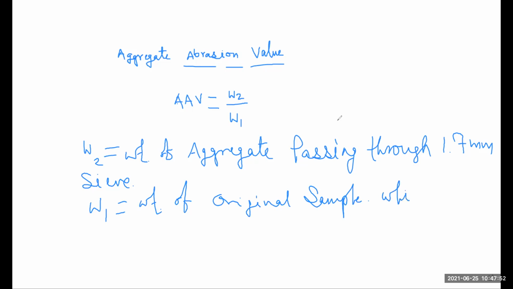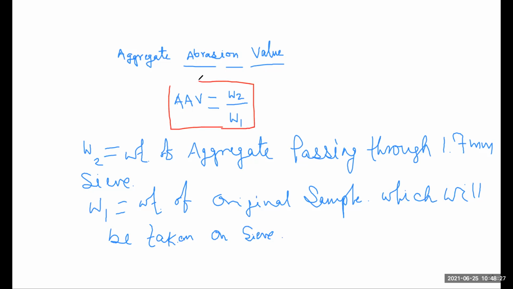The original sample is the one which will be taken on the sieve. So basically from this formula, W2 by W1, we find our aggregate abrasion value. So this is the aggregate abrasion value. Here I also elaborated what W1 and W2 are.